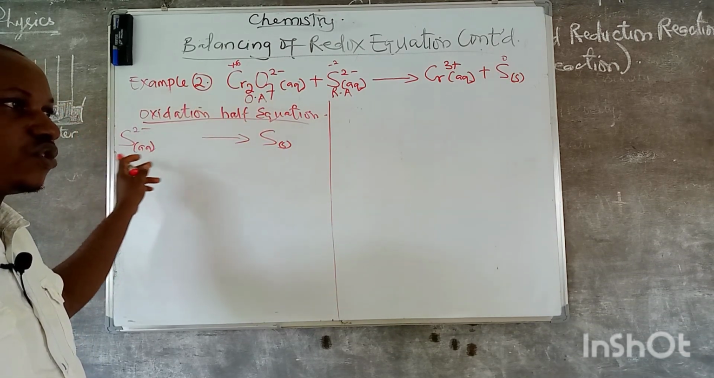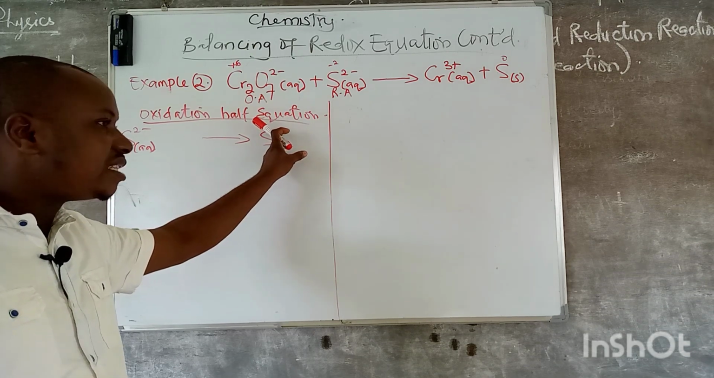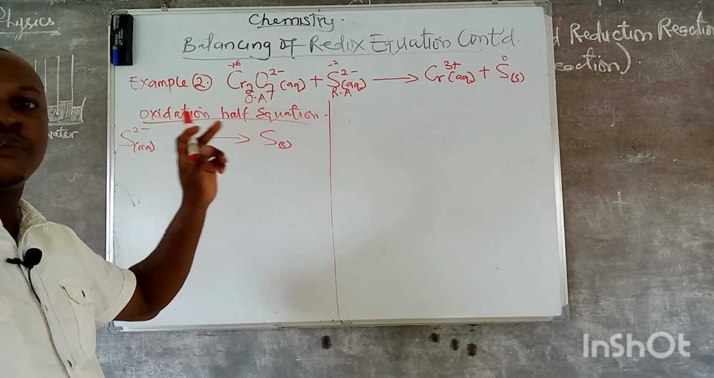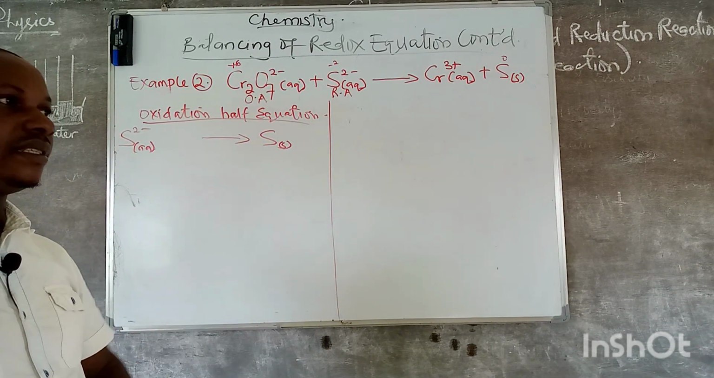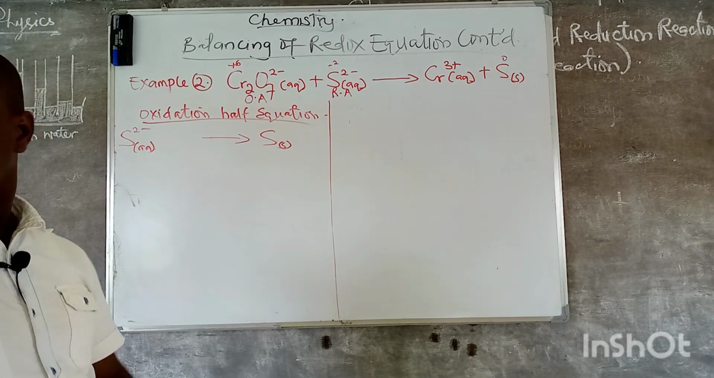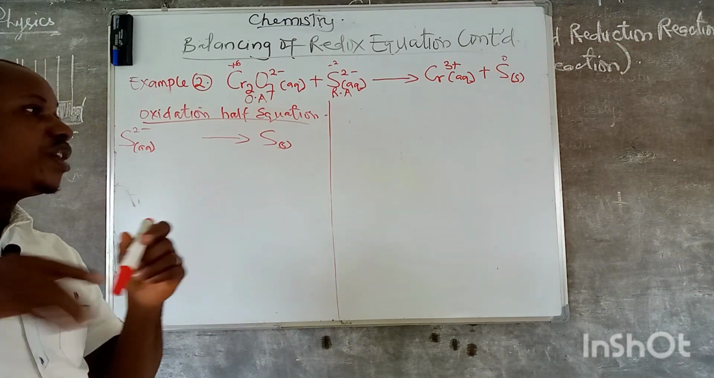Left-hand side, -2. Right-hand side, 0. Why is it 0 here? Oxidation number of every element in the uncombined state is 0. Don't forget that. So, how do we balance number of charge?